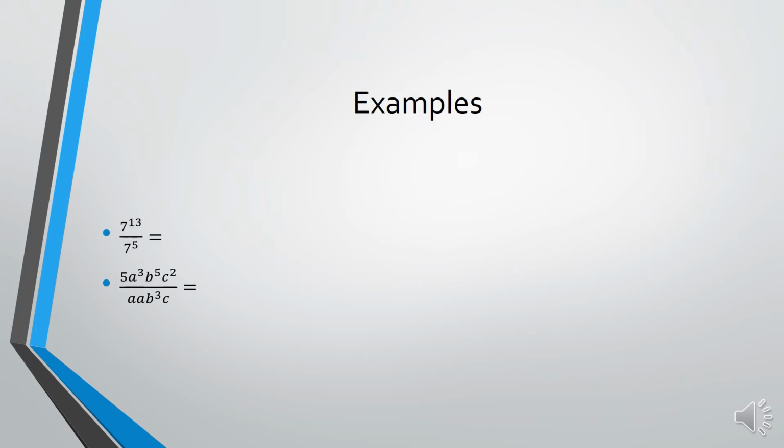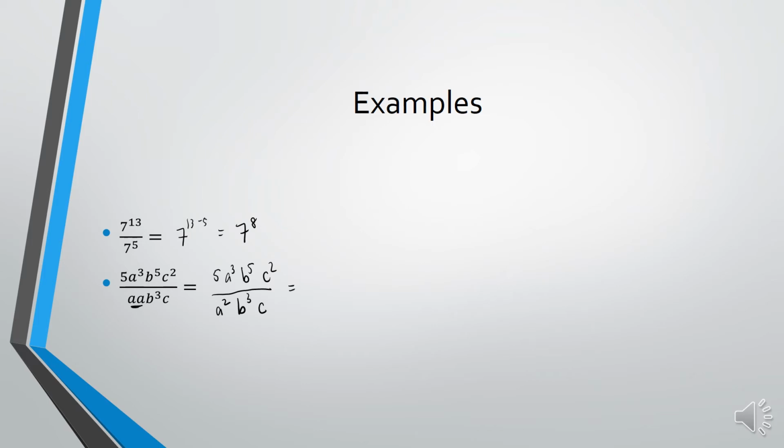So there's a couple examples here. 7 to the 13th divided by 7 to the 5th. Well, because they have the same base, I'm just going to subtract my exponents. So I'll have 13 minus 5, which is 7 to the 8th. For my next one, I have 5a cubed b to the 5th c squared divided by a times b cubed times c. Well, the first thing I think we should do is probably simplify this a times a. So I'll get 5a cubed b to the 5th c squared divided by a squared b cubed c.